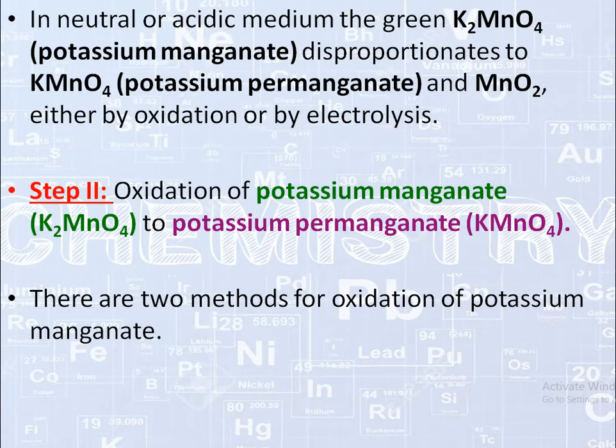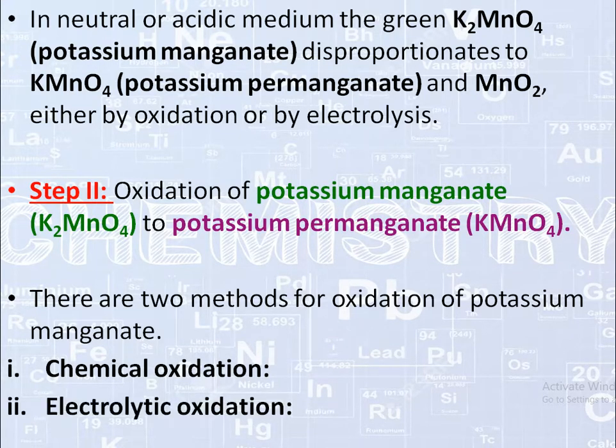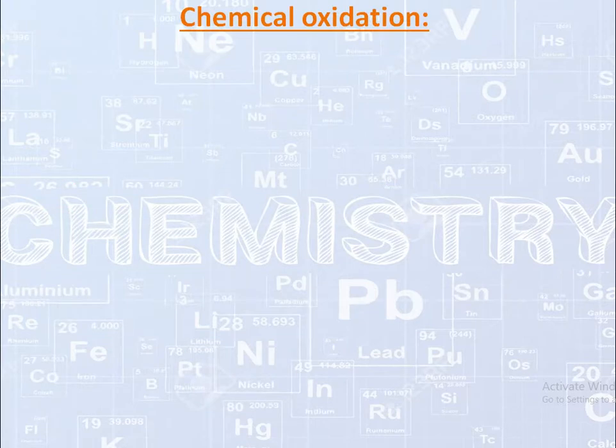There are two methods for oxidation of potassium manganate. First is chemical oxidation and second is electrolytic oxidation. So we can convert potassium manganate into potassium permanganate using chemical oxidation or electrolytic oxidation. So let's see first chemical oxidation.